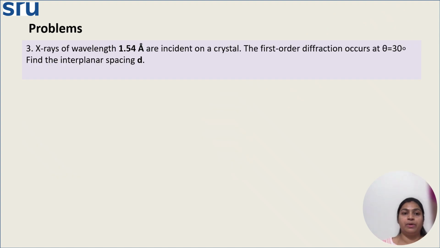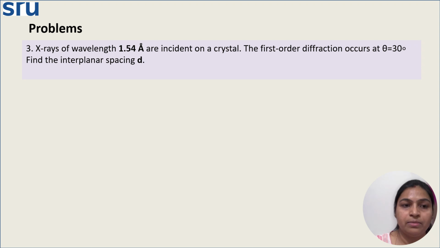It is the third problem. X-rays of wavelength 1.54 angstrom are incident on a crystal. The first order diffraction occurs at angle theta equal to 30 degrees. Find the interplanar spacing d. This is a very straightforward problem. To solve any numerical problem, the first step is to list out what parameters are given here.